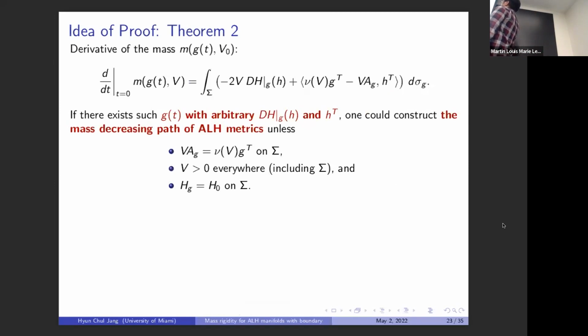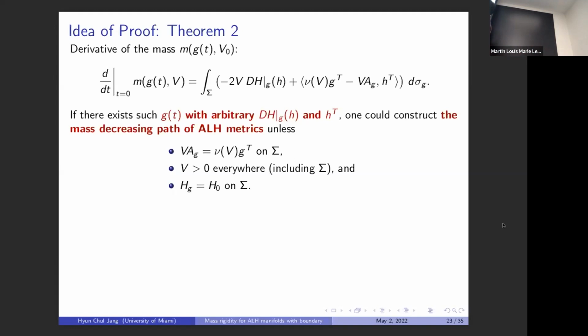So here, I just rewrite that formula, okay? We didn't prove it yet, but if there exists such a differentiable path of ALH metric g_t with an arbitrary linearization of mean curvature and this H_t, then one could construct a mass decreasing path of ALH metric unless we have those three conditions. Okay, so the first condition, you can easily see that. Ignore this one for now. Then you can see this, if this is not identically zero, then you can choose H_t to make this integral have a negative sign, right? So we need that. And using the maximum principle cleverly, you get this static potential positive everywhere, including sigma.